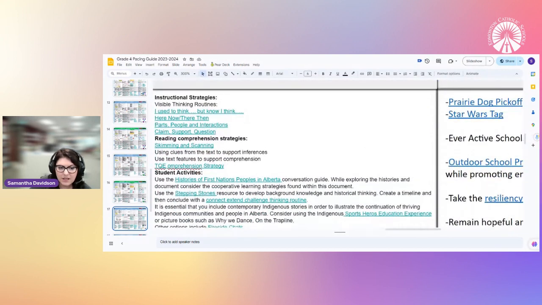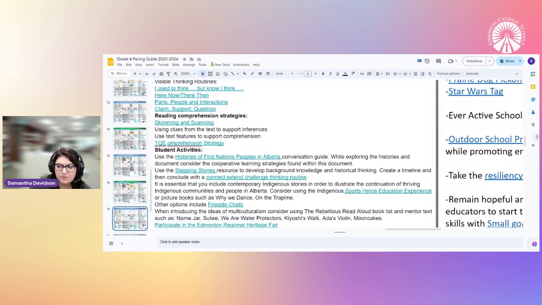So within the pacing guide, we of course have the same kind of structure with instructional strategies, reading comprehension, student activities, and writing opportunities, because in order to have a rich, robust social studies class, we need all of these things happening. We need our students to be engaging in visible thinking routines. We need them to be practicing reading comprehension, whether it's fiction, narratives, or nonfiction, whether they're reading from the textbook or a different resource, like a Kayak magazine. What strategies are they using in order to gather that information?